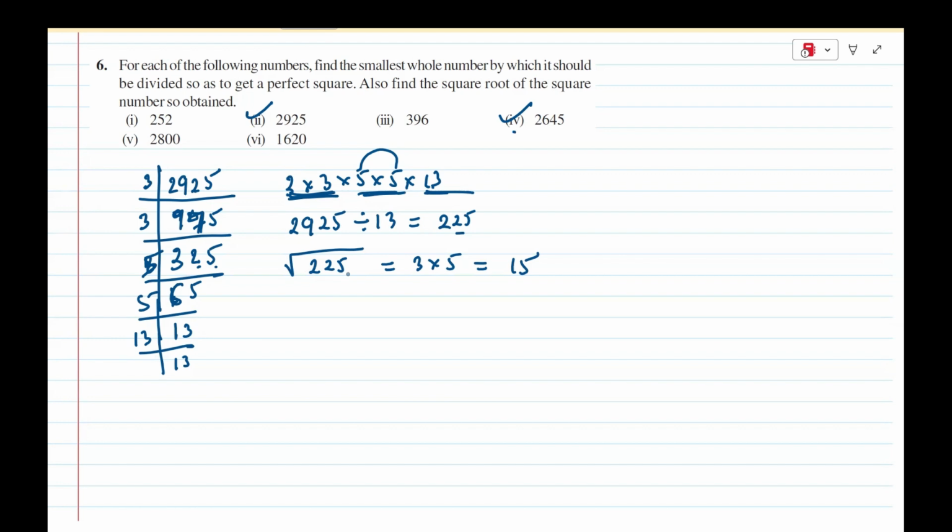See one more question here. So again do prime factorization. It is divisible by 5. 5 5s are, 5 2s are, 5 9s are. Now I got 529. So this number is divisible by which number?